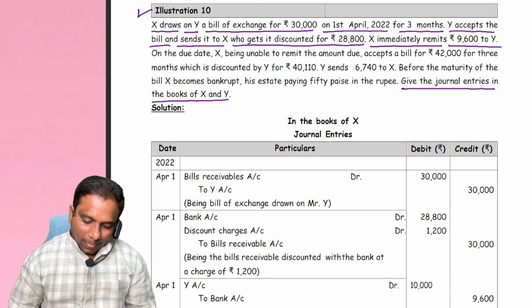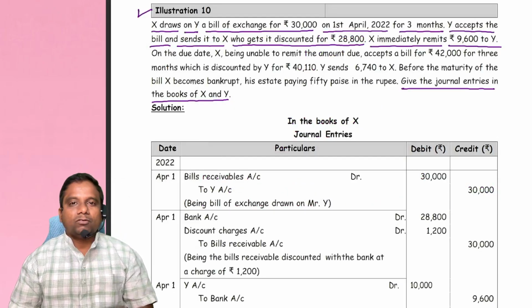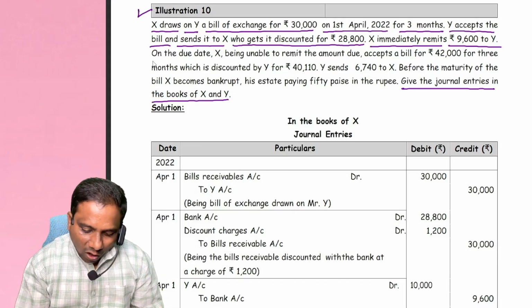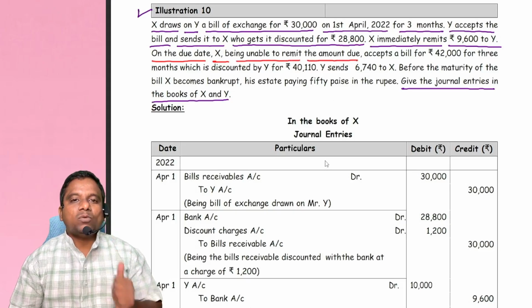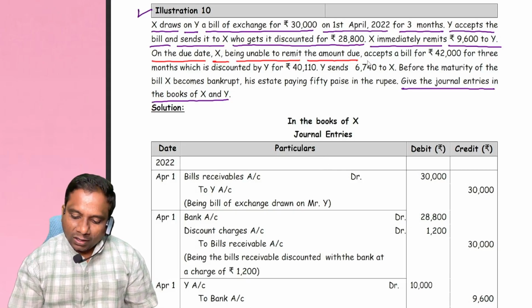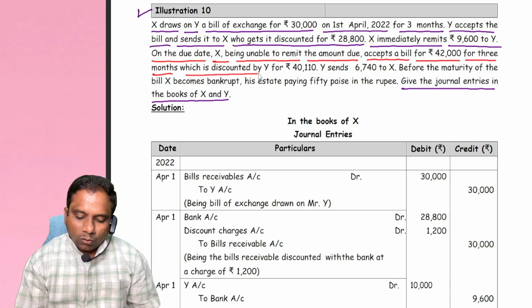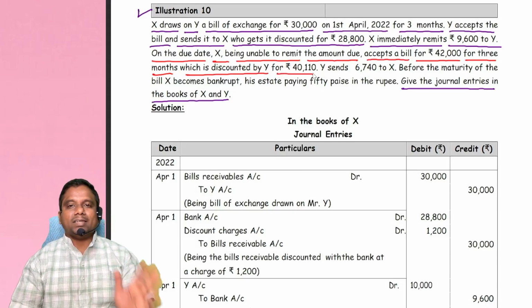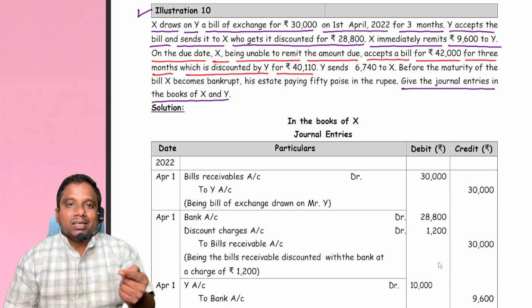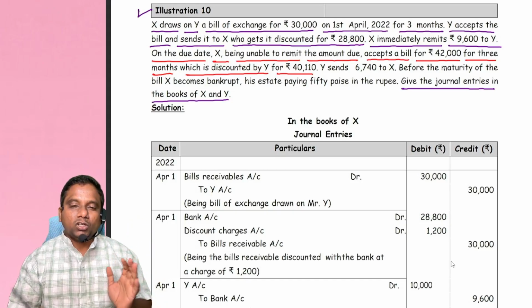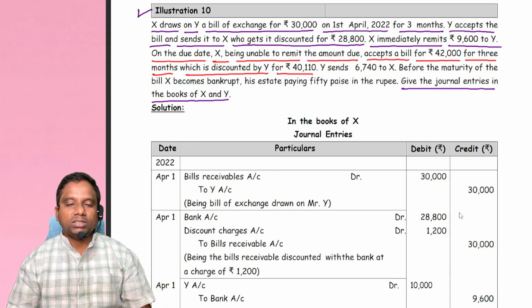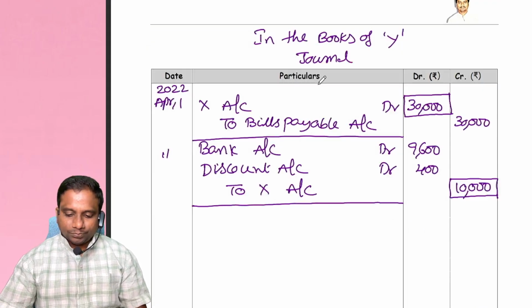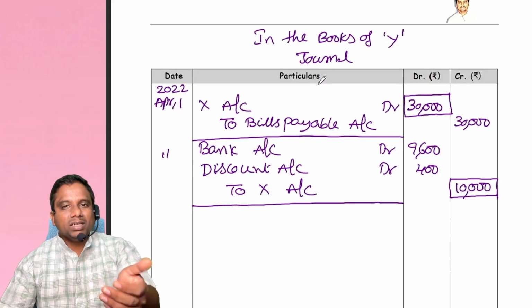Look at this. From now, the story changes. On the due date, X being unable to remit the amount due. How much amount does X have to send? 20,000 rupees. Accepts a bill for 42,000 for 3 months, which is discounted by Y for 40,110. Tell me, this time earlier X had drawn a bill, now Y is drawing a bill. For how much? 42,000. Come to Y's books. Y is drawing a bill and X is accepting.